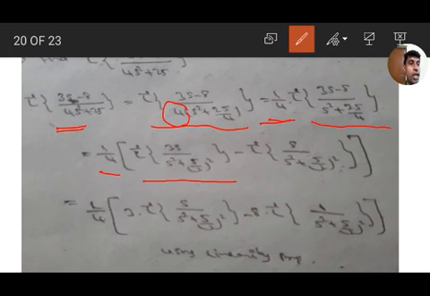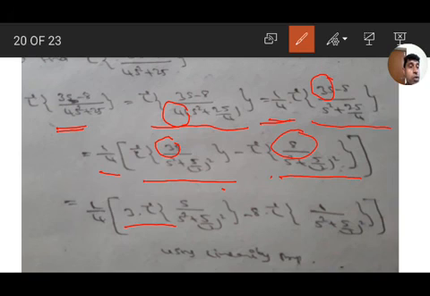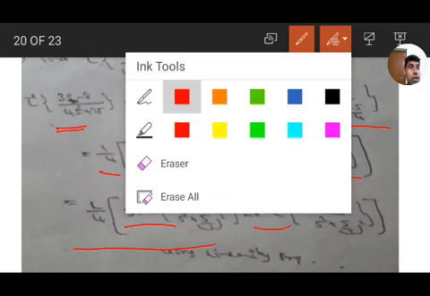Separating the division: L inverse of 3s by s square plus (5 by 2) whole square, minus L inverse of 8 by s square plus (5 by 2) whole square. 25 by 4 means (5 by 2) whole square. By using the linearity property, here 3 is the coefficient outside and here 8 is the coefficient outside. Therefore we get 1 by 4 of 3 into L inverse of s by s square plus (5 by 2) whole square minus 8 into L inverse of 1 by s square plus (5 by 2) whole square. And we need to use the formulas. Next slide.